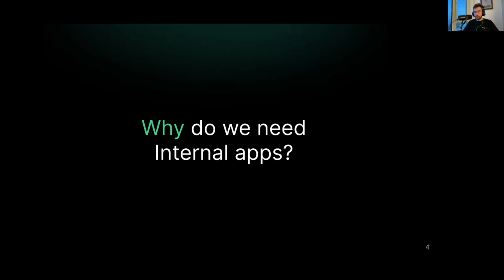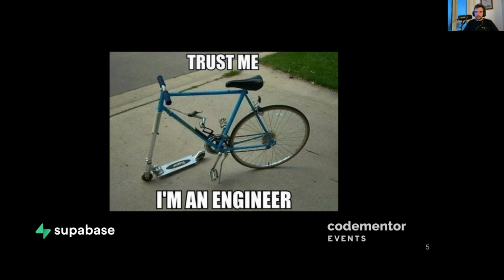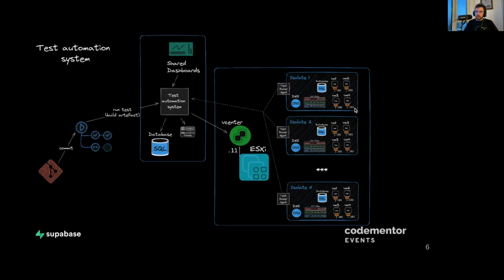So why do we even need internal apps today? The next slide, this one, actually answers this perfectly, I think, because it's fun to build, right? And the real reason I want to cover, so I'll go over a few examples I was working on during the last 5 years. And the first one is a test automation system we were building at the company called Netrix.